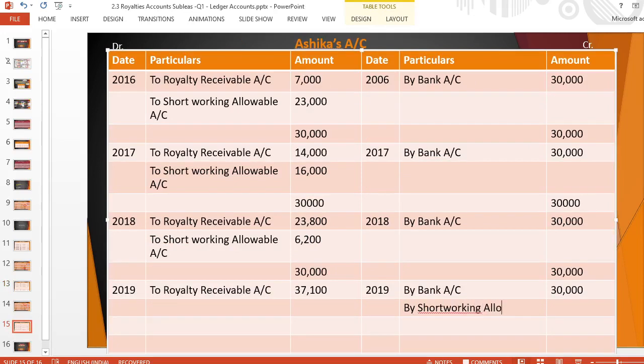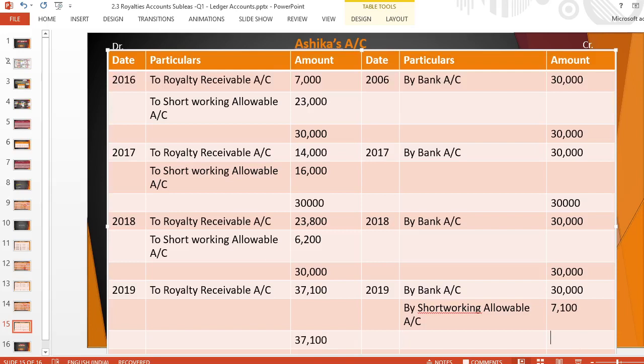Short working allowable account, 7,100. So surplus royalty is due, out of which we adjusted the short working 7,100. So 37,100 on the debit side and 37,100 on the credit side.